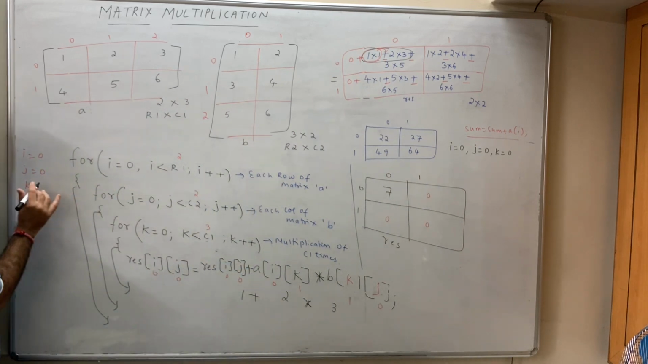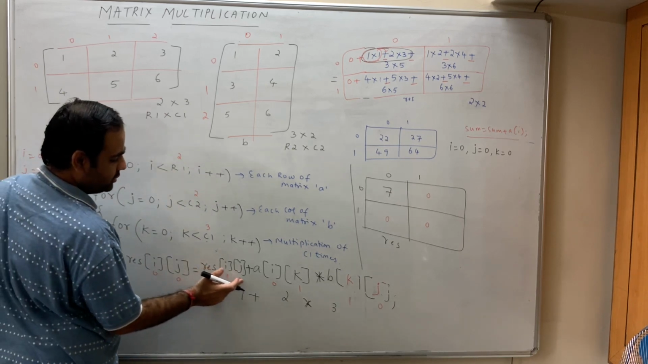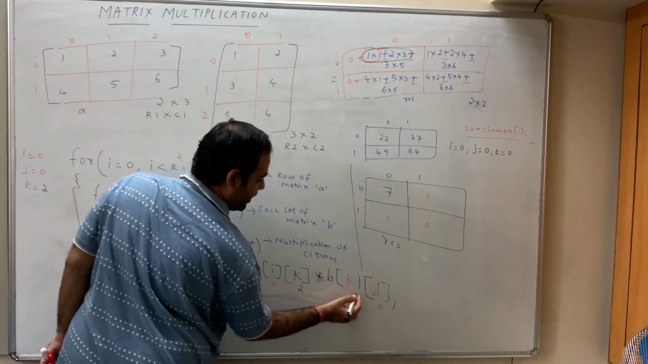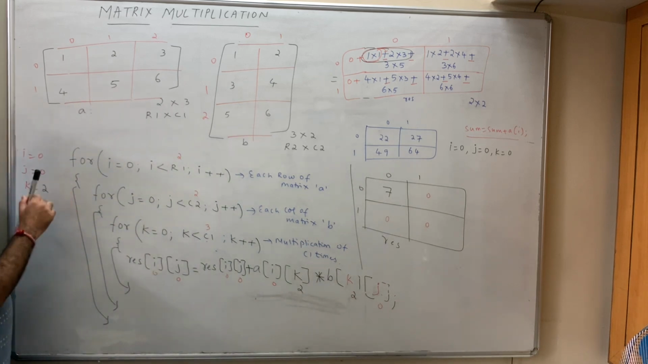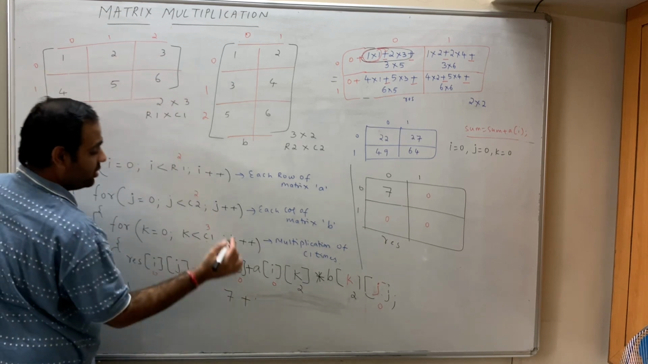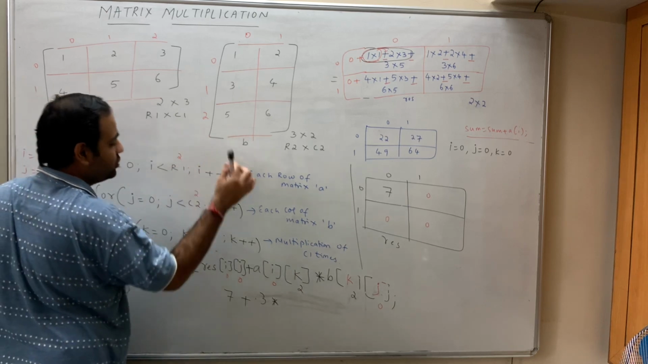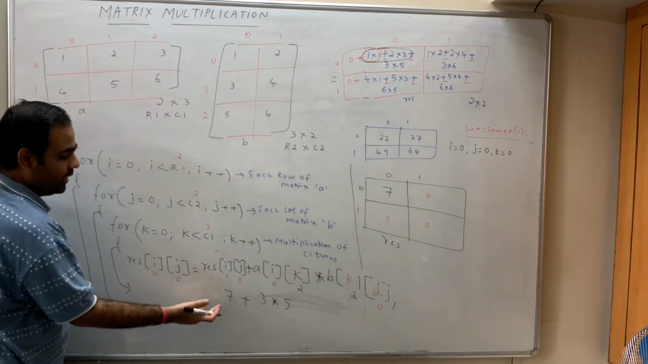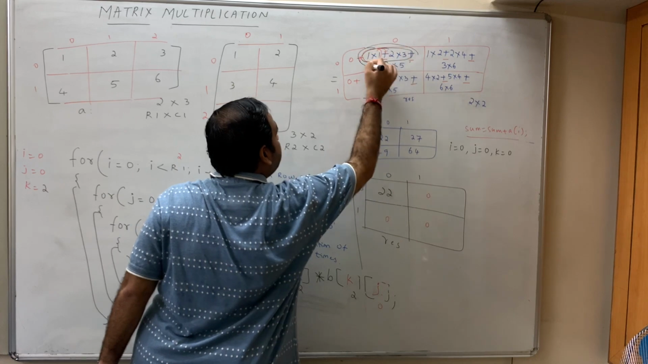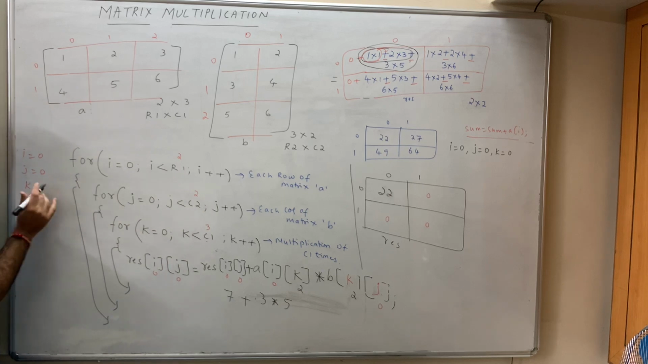Again you say K plus plus, the value of K becomes 2. 2 less than 3, yes. I is 0, J is 0. What is the value of K? 2. And the value of J is still 0. Now what is the result of 0, 0? 7 plus result of 0, 2. What is result of 0, 2? 3 multiplied by result of 2, 0. Now what is the result of 2, 0? It is 5. That is what you have to multiply, 3 into 5. Now 7 plus 3 into 5 is 22. 22 will be stored, and you got this complete value. This is 22. Now again you say K plus plus, K becomes 3.